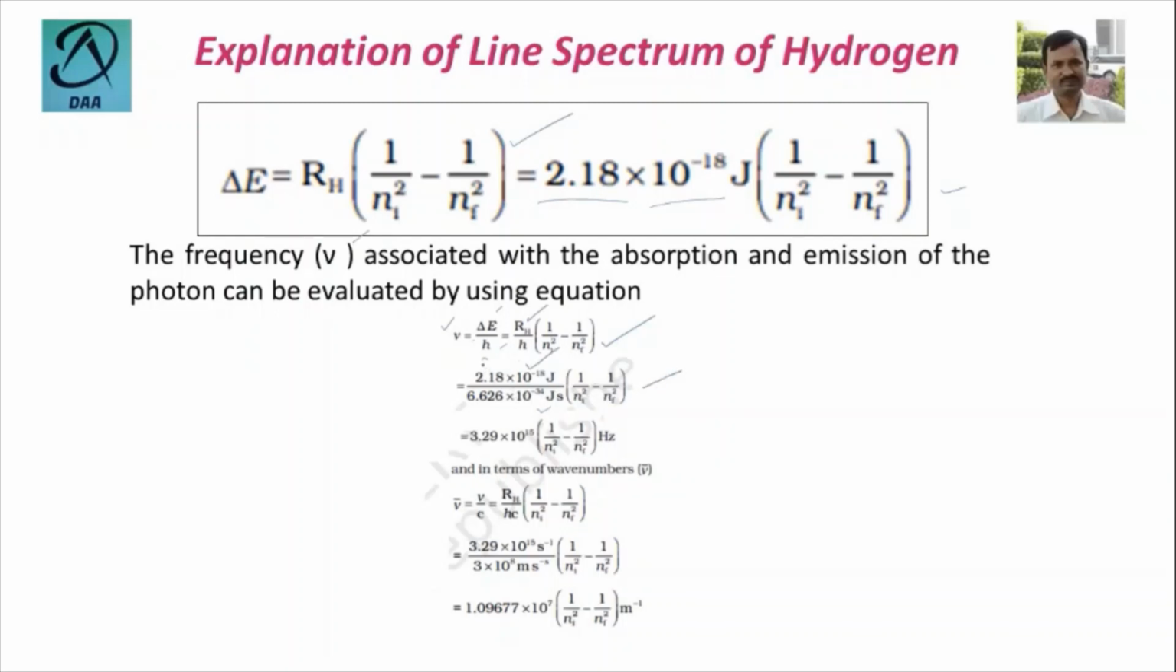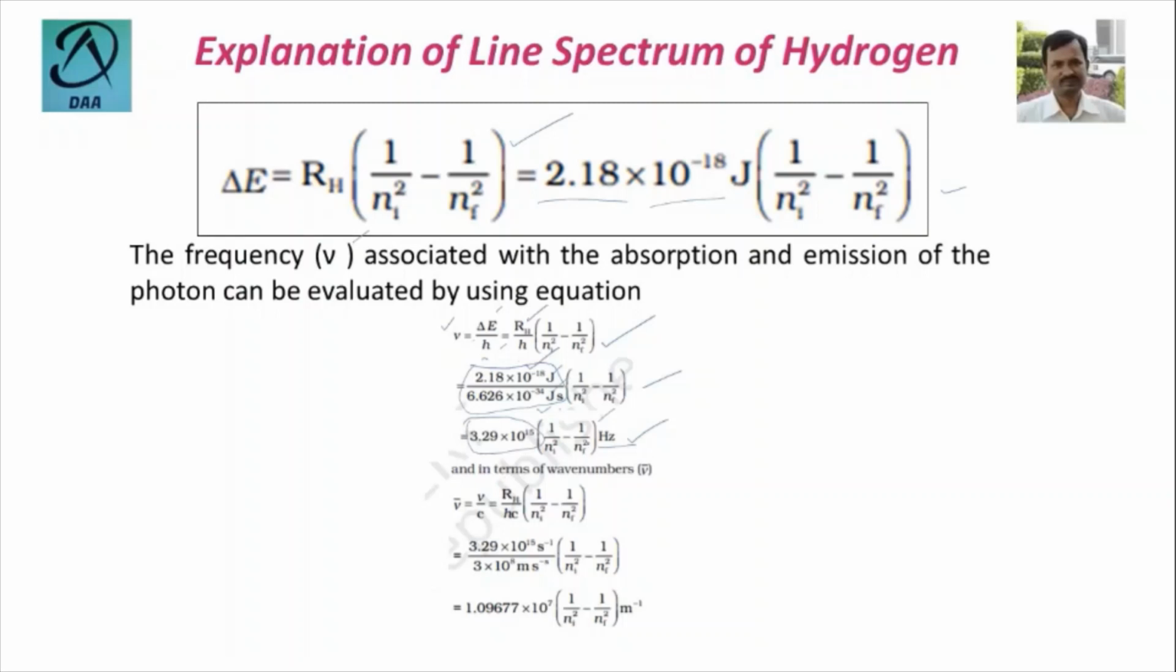So if you calculate the first part, the value will be 3.29 multiplied by 10 to the 15, multiplied by 1 by Ni square minus 1 by Nf square, and the unit will be hertz. That means joule and joule cancel, and then per second is called hertz.